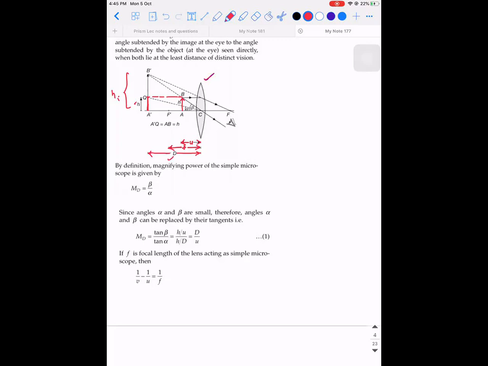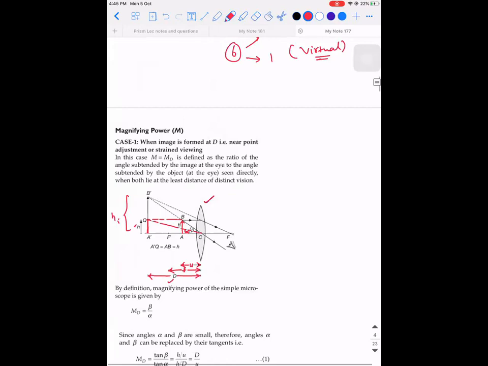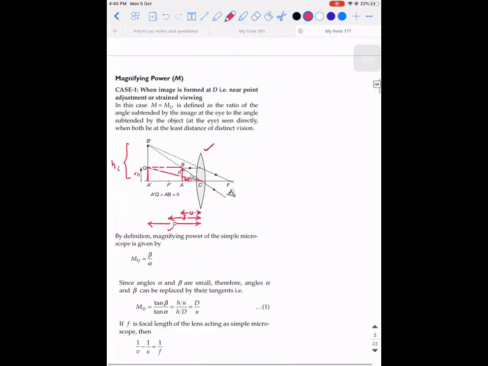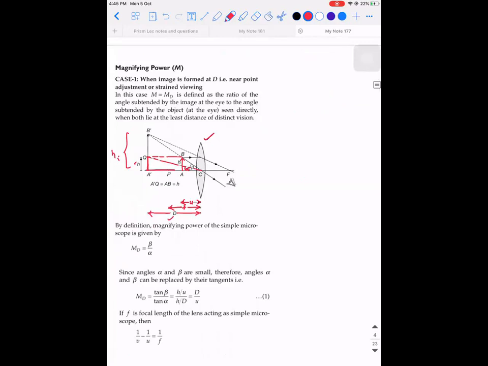Am I clear, guys? Then from Q, if you join to point C, that angle is what is called the angle subtended at the eye. The angle subtended by the object at the eye, which you are taking as alpha. This alpha is nothing but theta naught, because h divided by d, here also h divided by d. Alpha and theta naught are the same. Only different notations are given.